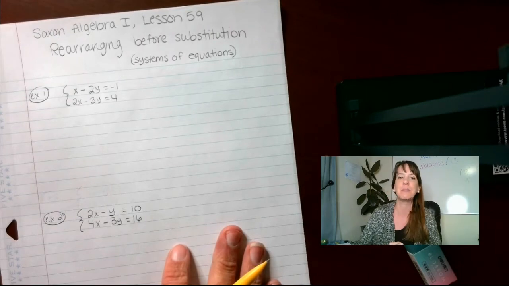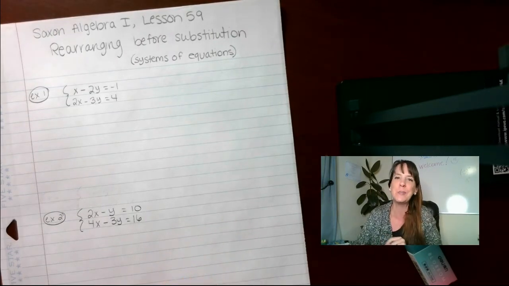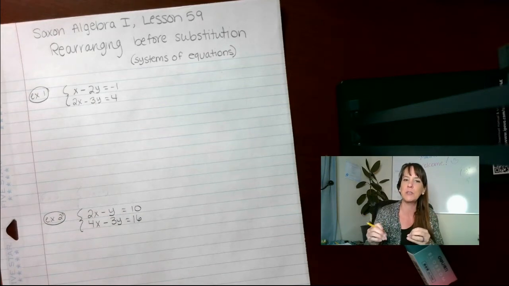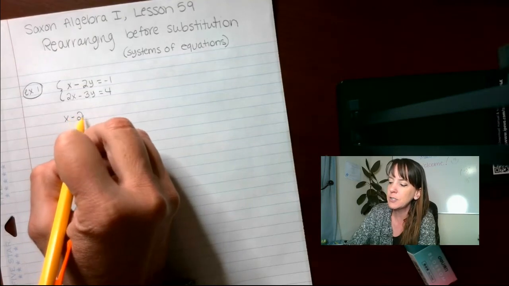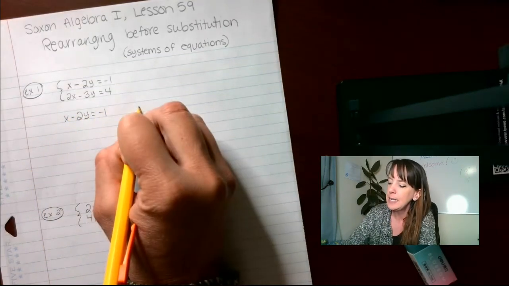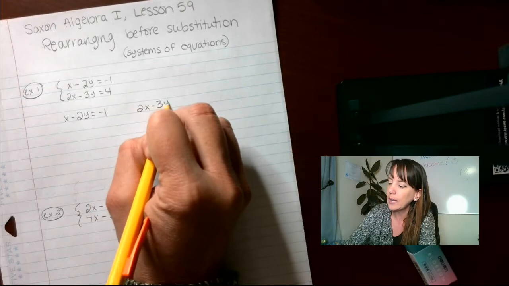You want to write them side by side. I know this is going to annoy you because you're going to think, oh, why do I have to write this again? But it's really important that you stay nice and organized for these. So the way that this works is x minus 2y equals -1, and 2x minus 3y equals 4.